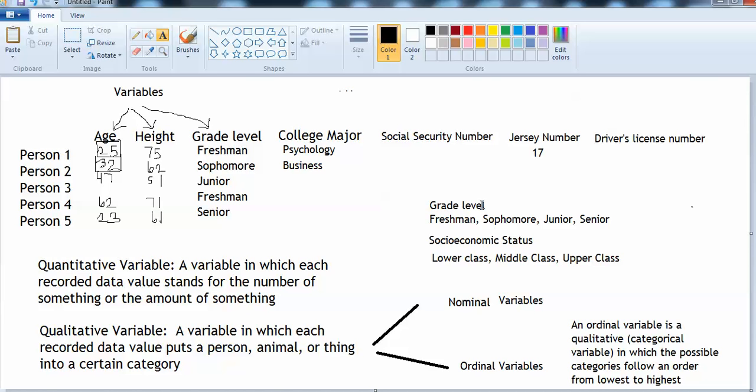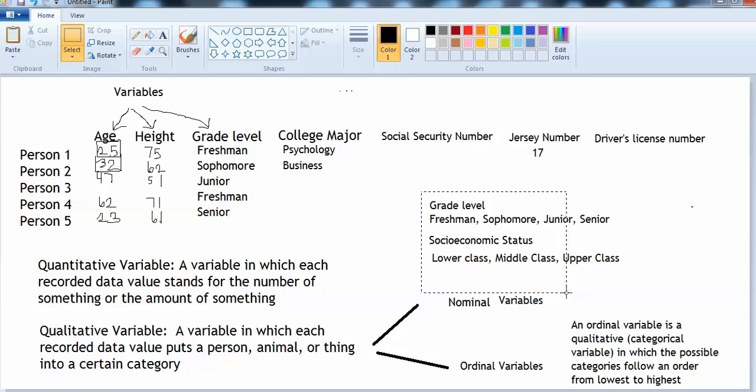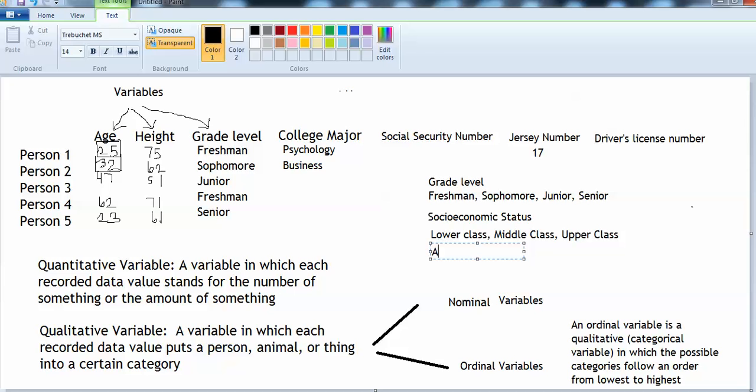We talked about how age is quantitative, but sometimes people talk about ages as being age groups or age categories. So when you think about age group, and you have categories like child, adolescent, and adult, now age group is actually an ordinal variable. Age in years is quantitative, but age group is ordinal.